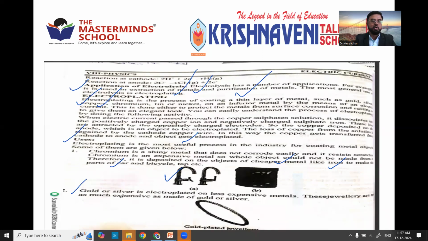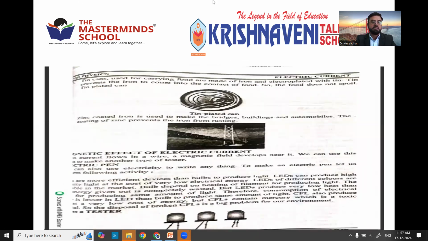So the second one, gold or silver is electroplated on less expensive material. Therefore, jewelries are as expensive as if made of gold or silver. That also comes under plating only. Coating of one metal over the other is called electroplating, which is one of the important applications of chemical effects of electric current. What is this? Chemical effects, right? So we'll move forward to know more about this.